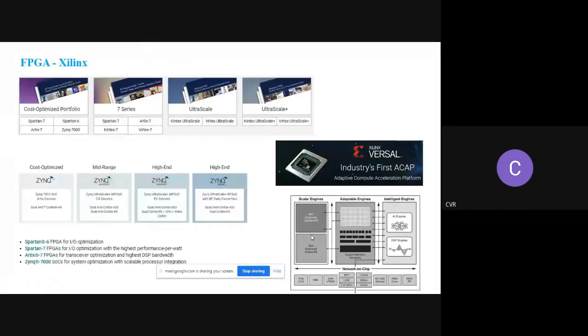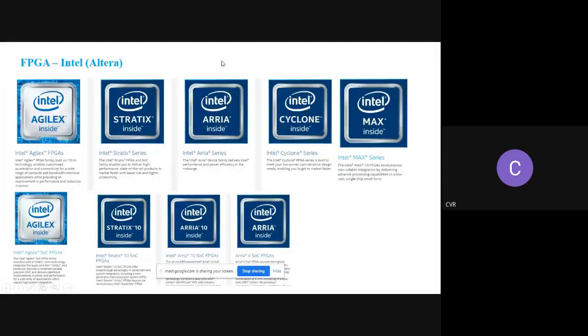Then you have processor FPGAs from Intel, or rather Altera. It was originally Altera, and later Intel acquired the company. So you have different types of FPGAs here. Some come with ARM processors, for example this Agilex series, and others are normal FPGAs. So again, if somebody is interested, they can work on these FPGAs also.